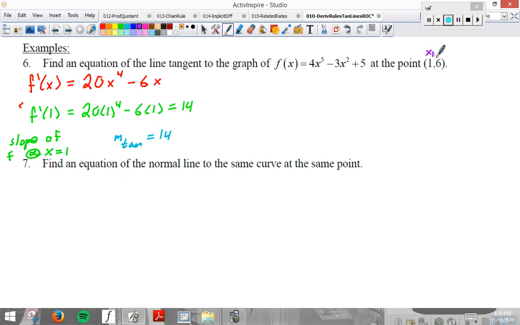x1, y1, y. Sometimes I label this as TL for tangent line. y minus y1 equals the slope times x minus x1. Now this might sound silly to you. Just to be clear, this is the final answer.